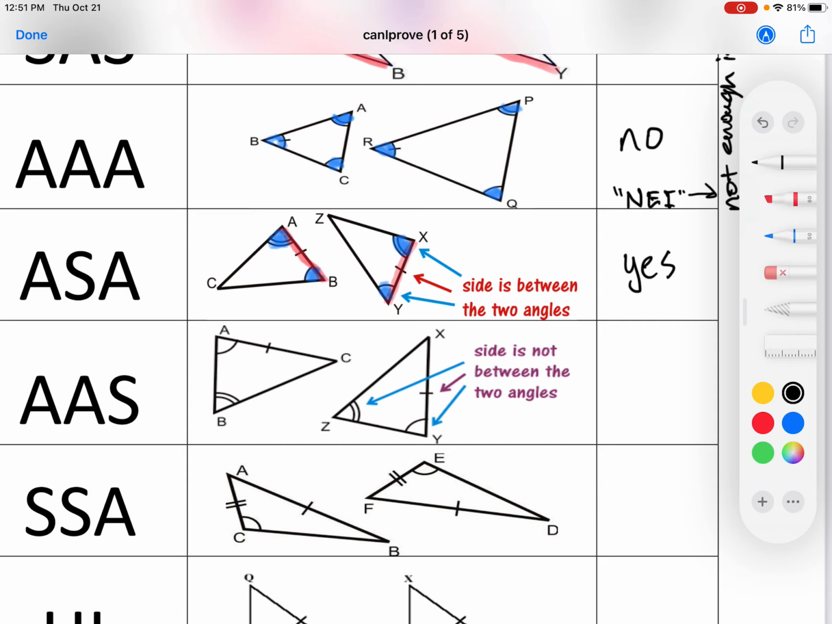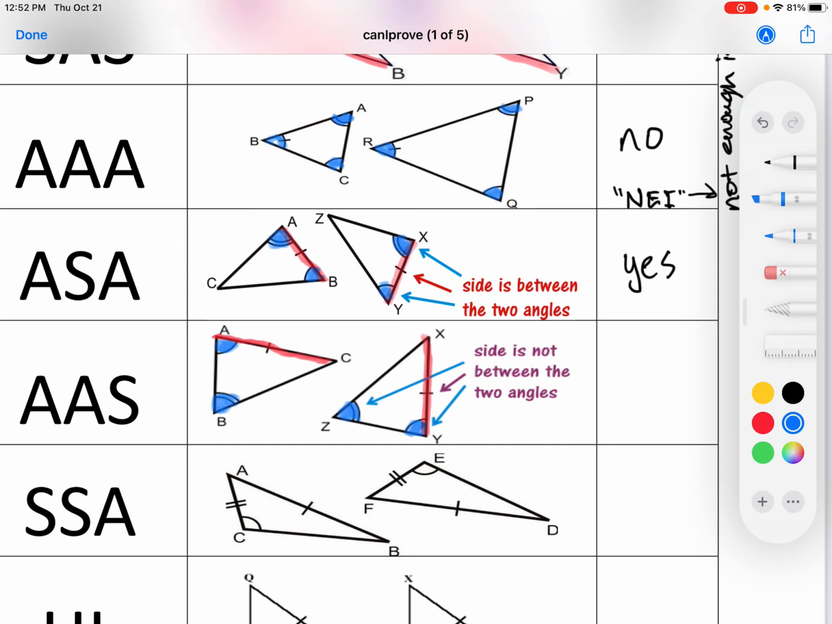All right, looking down at the next one, it is almost the same thing, right? This is another one where you've got one side and you've got two angles, but there's a difference here. The difference here is that this time the side is only touching one of the angles. The side is only touching one of the angles.